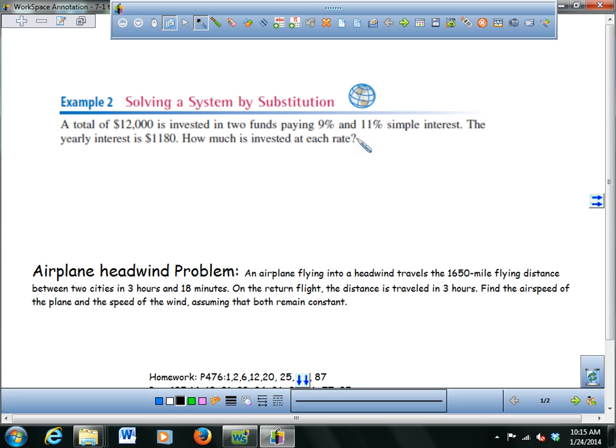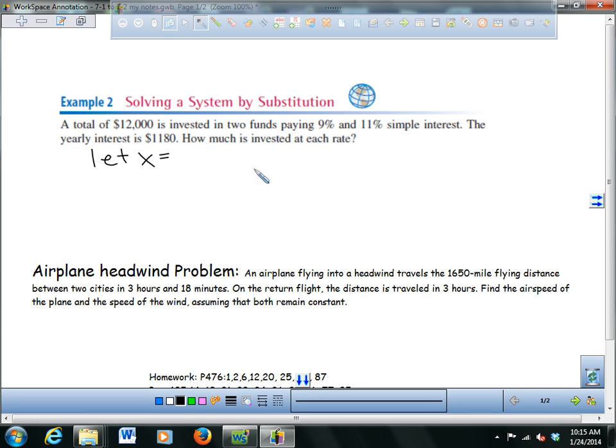Could you do this problem? How would I set it up? You've got to let something equal something. Let x equal what? Read the problem. What are you trying to find? Yeah, so let x equal the amount invested at 9%.